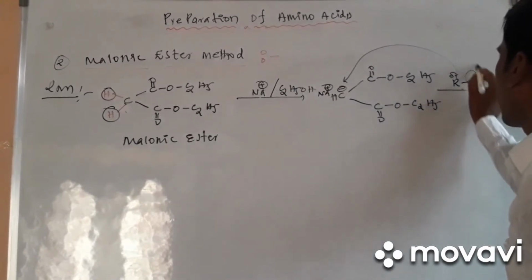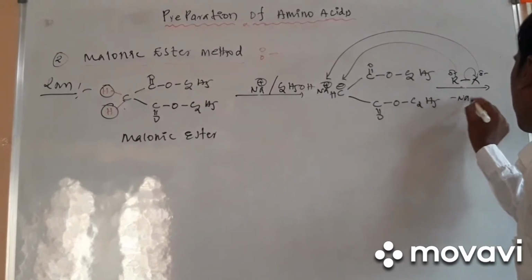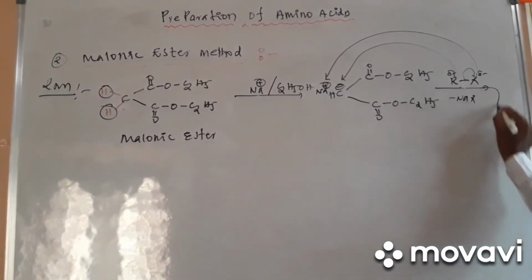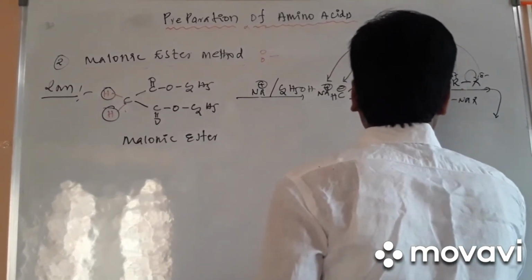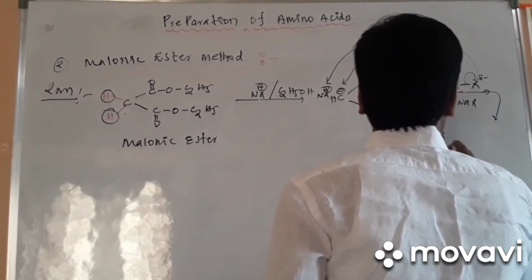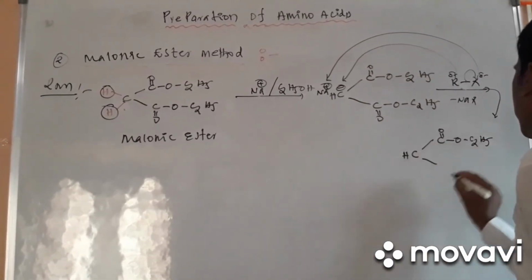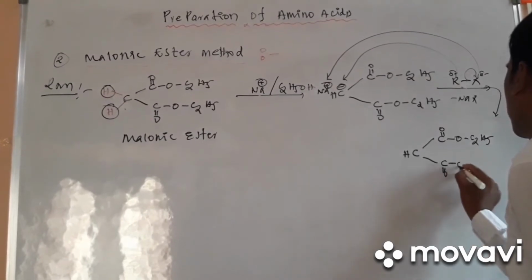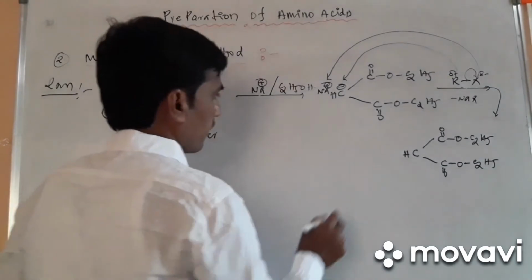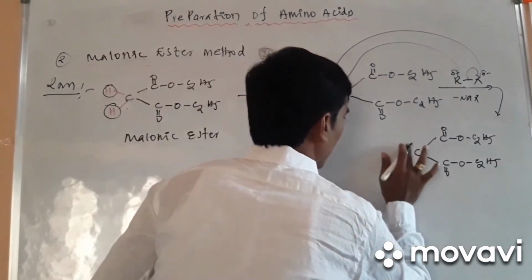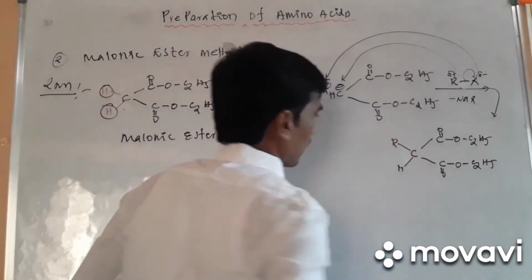Next, the halogen atom reacts with this sodium metal. That's why there is elimination of NaX, to produce CH, C double bond O, C2H5, next to C double bond O, C2H5. In this, we are using an alkyl group attached here. This is alkyl attached.